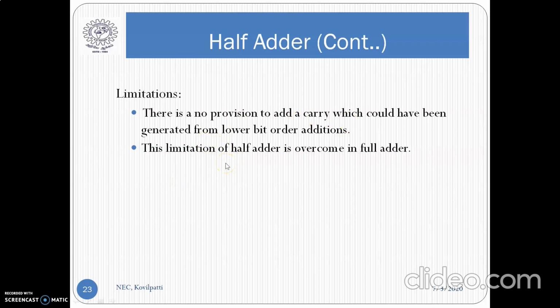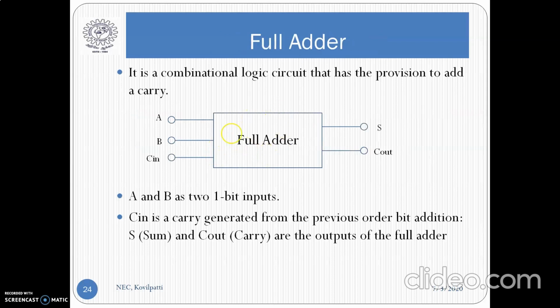This limitation of the half adder is overcome in the full adder. So this is a full adder, which has 3 inputs. It is specifically meant to overcome the drawback of the half adder, right? Other than the inputs A and B, it has C in as another input, which passes the previous lower order bit's carry to the next higher bit level, right? And it produces two outputs, sum and carry out. So this is the full adder circuit.